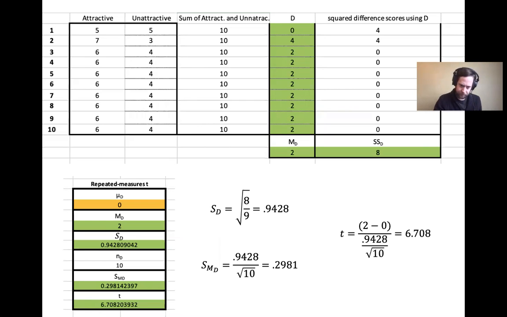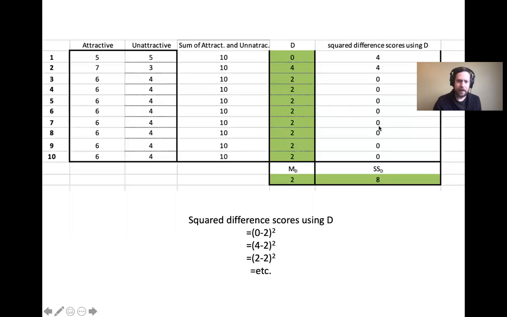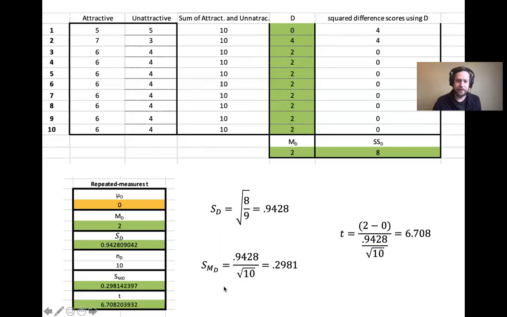And last class period, I showed you how to calculate D, and we showed you how to calculate standard deviation using difference scores, which is what you have to do for repeated measures t-test. Here's all the formulas for this repeated measures t.